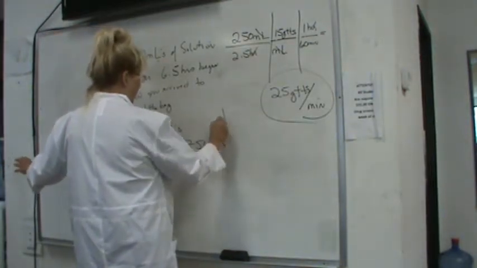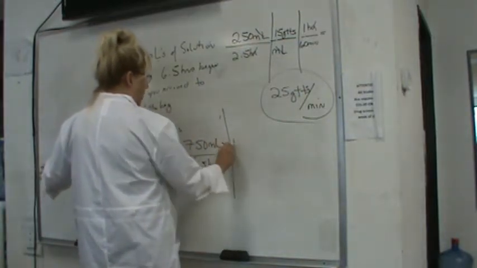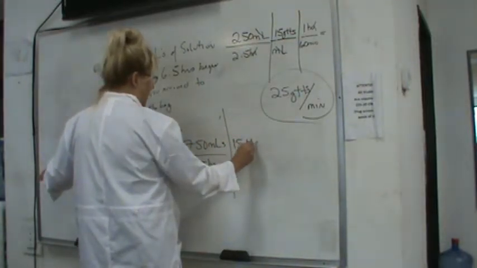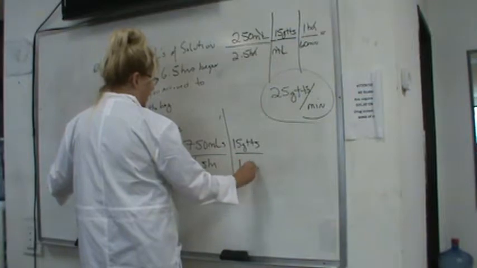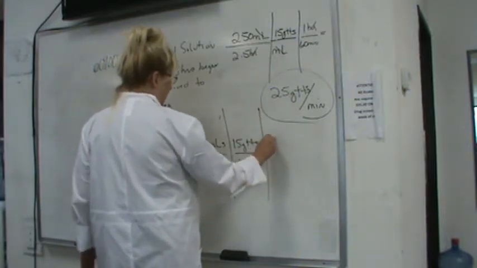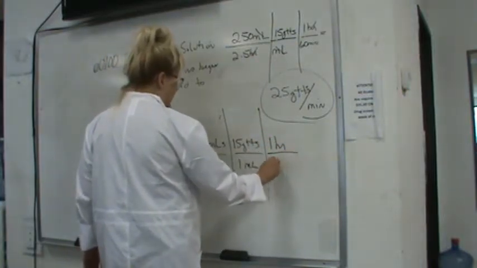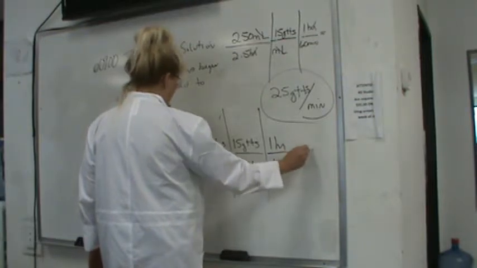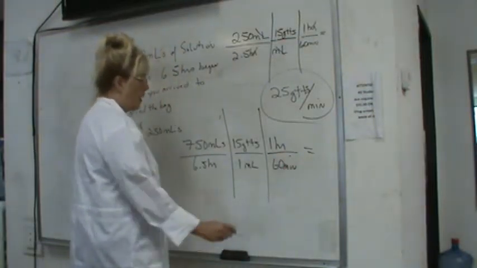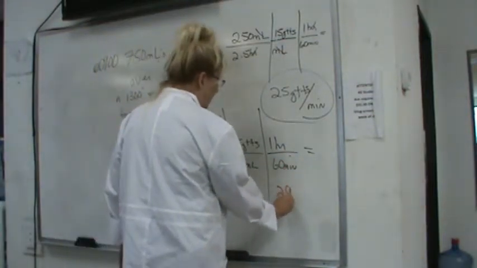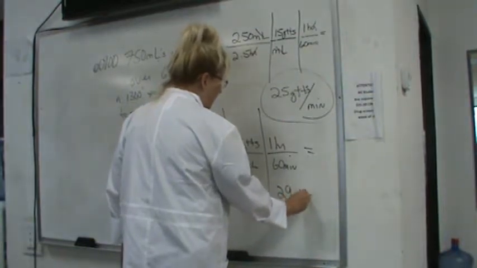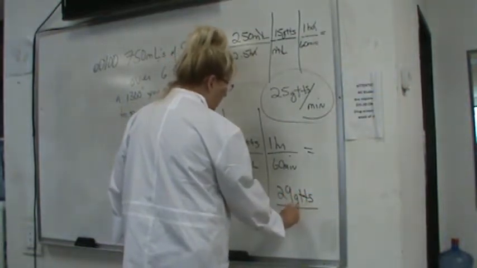Okay, cool. Times 15 drops per 1 mL, excellent. Times 1 over 60 minutes, you guys are amazing. Which is equal to 29 drops per minute. So I'm 4 drops short.